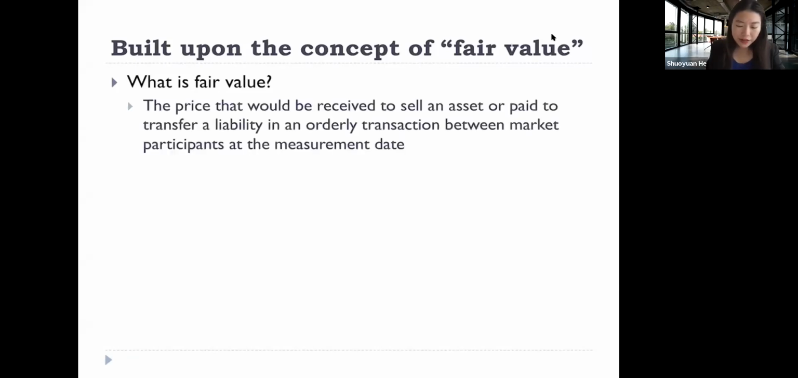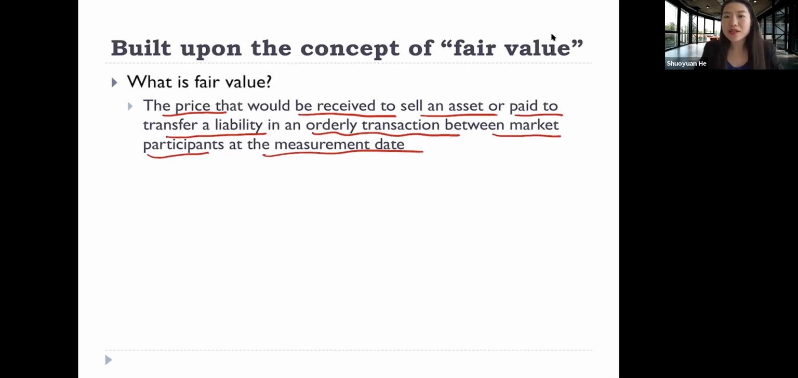The definition of fair value is the price that would be received to sell an asset or paid to transfer a liability in an ordinary transaction between market participants at the measurement date. I guess the keyword here is an ordinary transaction between market participants. And what is an ordinary transaction? An ordinary transaction is basically that I'm not putting a gun to your head to ask you to sell something to me or buy something from me. So this is an ordinary transaction.